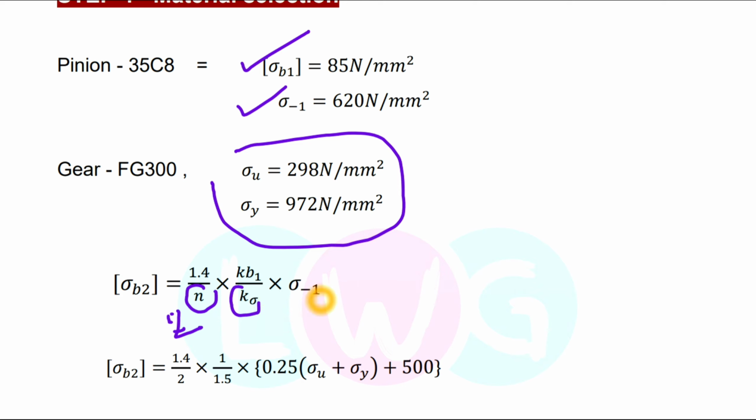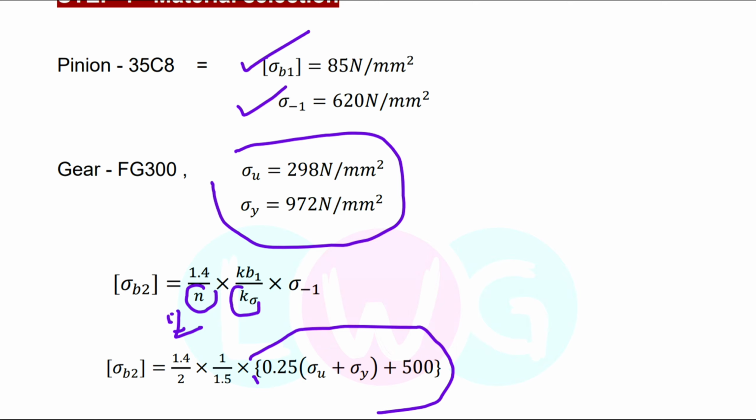Next, sigma minus 1, this is known as the endurance limit. For this there is one formula which you will get in data book PSG 8.19. On 8.19 we will select forged steel, and the formula for forged steel is sigma minus 1 equal to 0.25 (sigma u plus sigma y) plus 500. This is the formula of endurance limit.